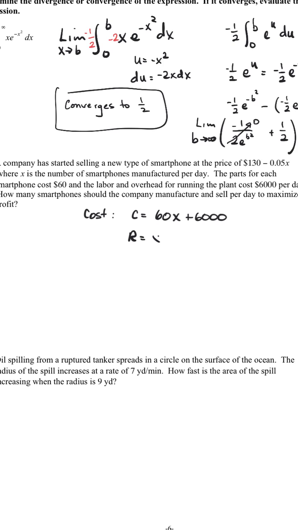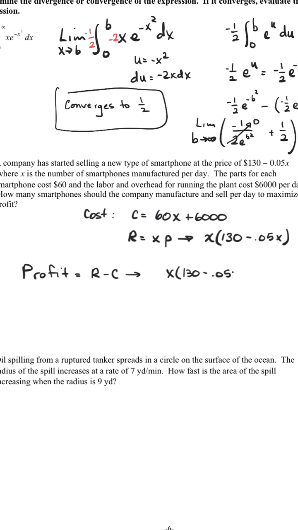Revenue is equal to X times P, price, which is X times the price that was described, $130 minus 0.05 X. So now profit is equal to revenue minus cost, which is revenue minus cost.